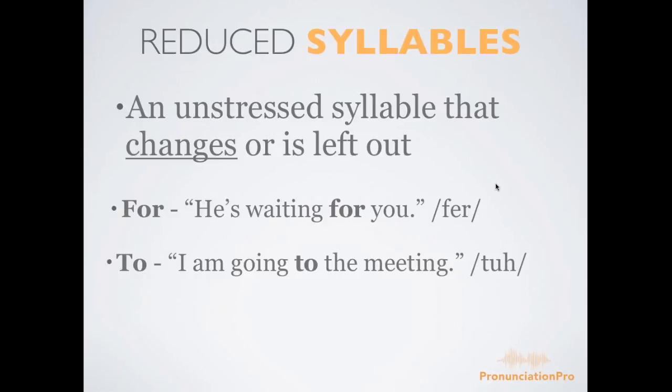Another example of this is "to." The full pronunciation is "too," but when we put it into sentences, a lot of times, if it's an unstressed syllable or unstressed word in a sentence, then it gets a reduced pronunciation. So, I'm going to the meeting. I'm going to the meeting. Do you hear that, "tuh"? That's an example of how an unstressed syllable or word in a sentence changes.